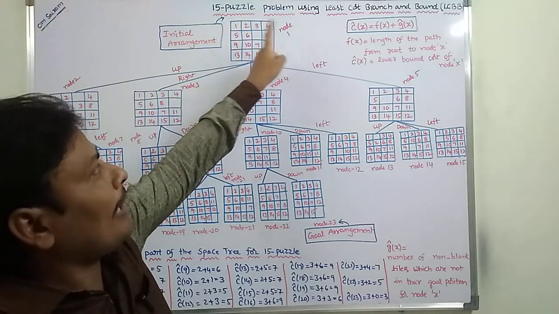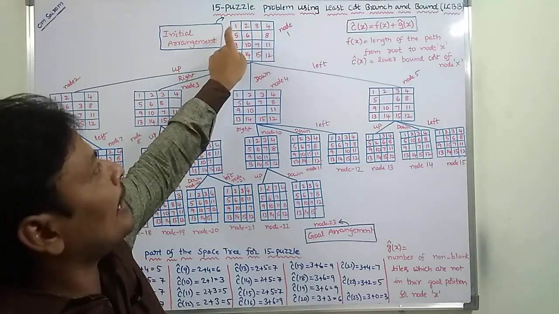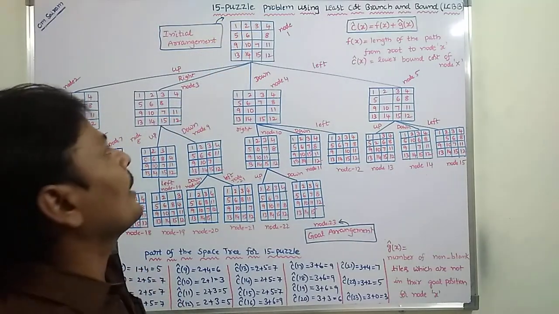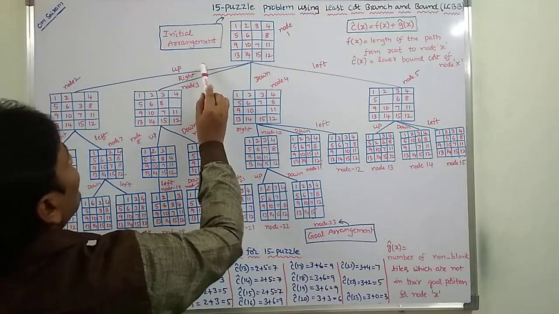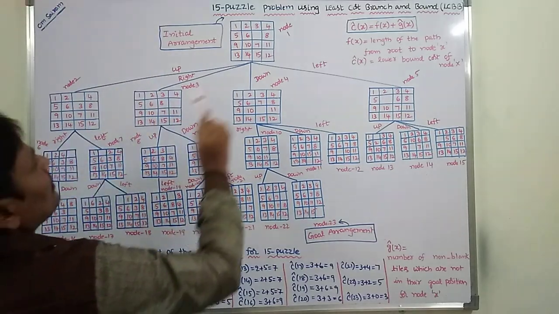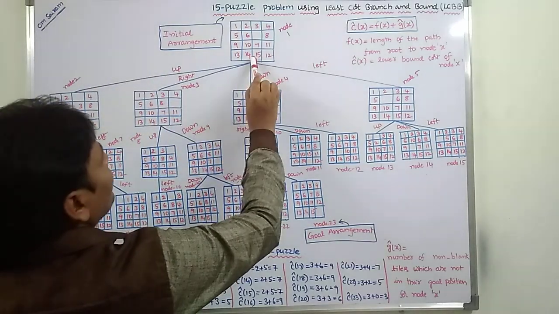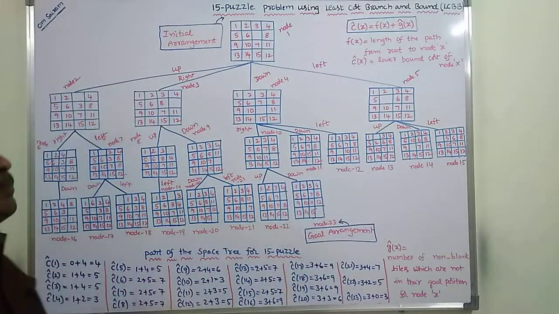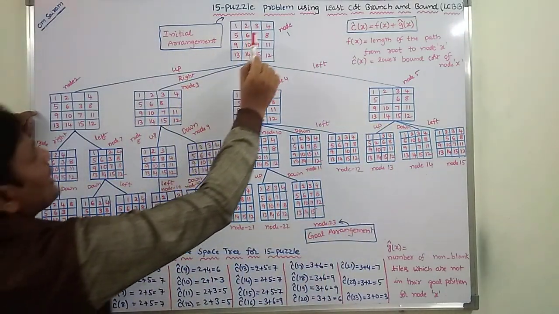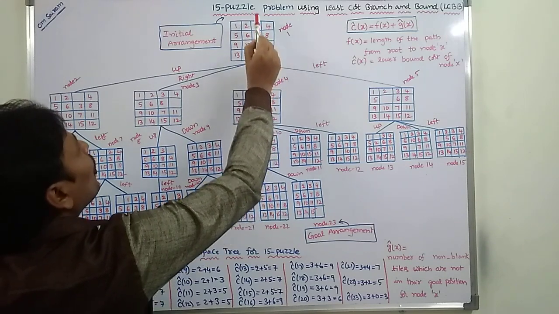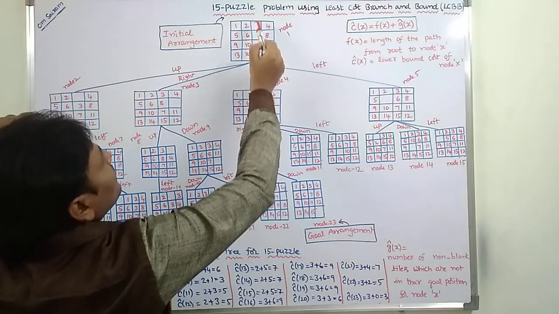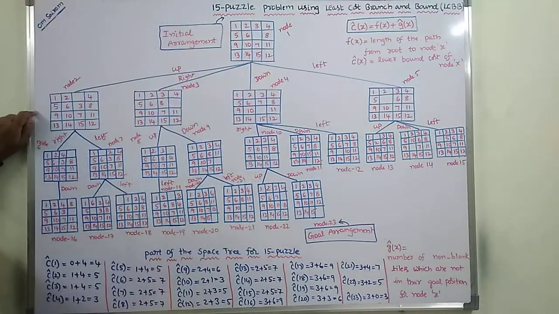Okay, so based on that, this is up direction, this is right direction, this is down direction, and this is left direction. Okay, suppose this empty tile is moved up, so 3 comes down and the empty tile moves up.